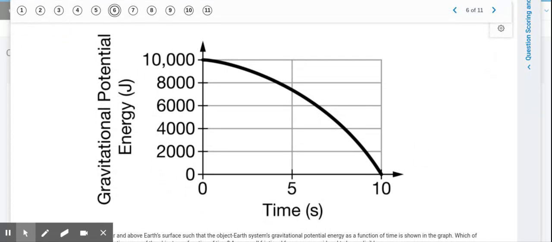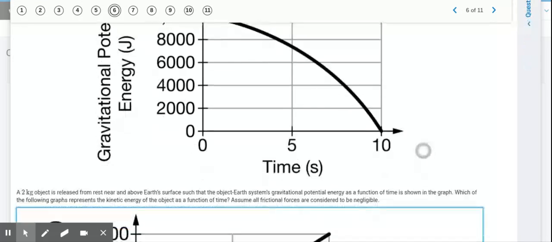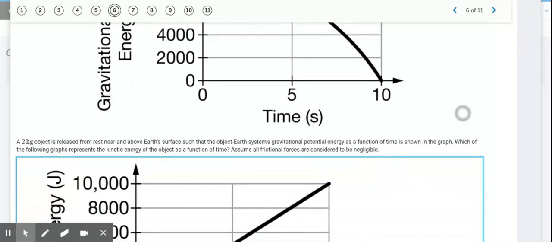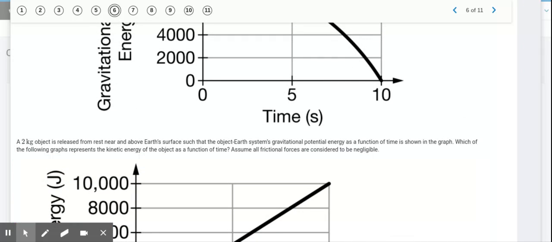Here we go. Here is a GPE time graph. We've talked about an object that's released from rest near and above the Earth's surface, such that the object-Earth system's GPE as a function of time is shown on the graph. Which of the following graphs represents the kinetic energy? Assume all friction forces are considered to be negligible.